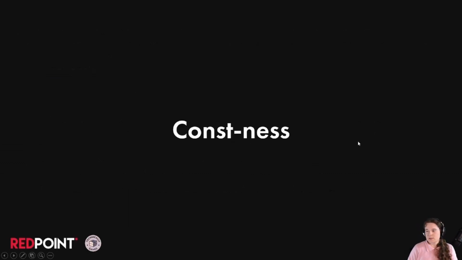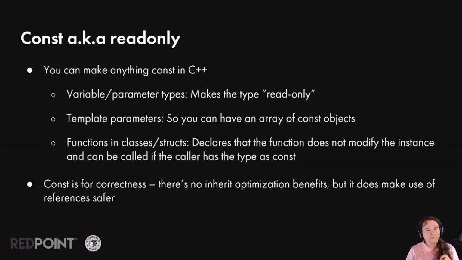Cool. That's pointers and references. Let's talk about constness. const, aka read-only, you can make anything const in C++. You can make variable and parameter types const. This makes the type read-only. You can make template parameters read-only, so if you have an array of const strings, you can have an array of const objects. And you can have functions in classes and structs declared const.